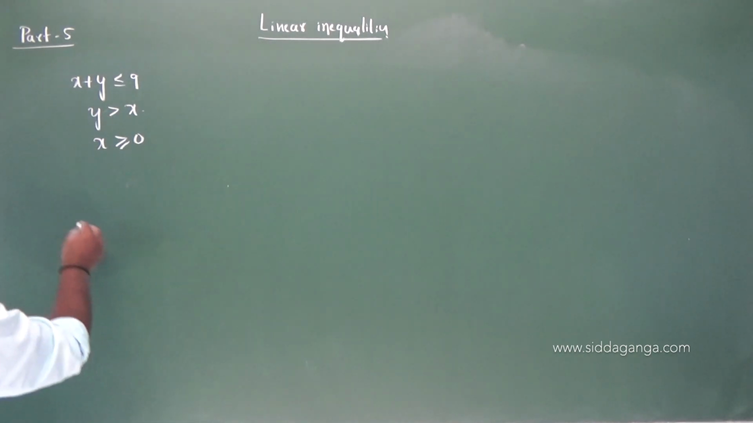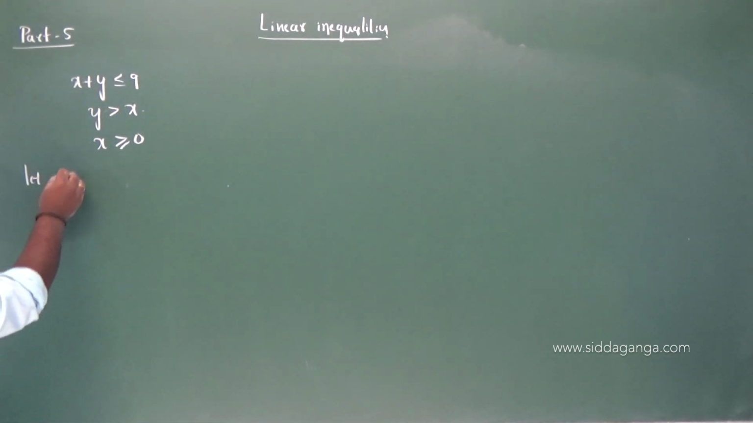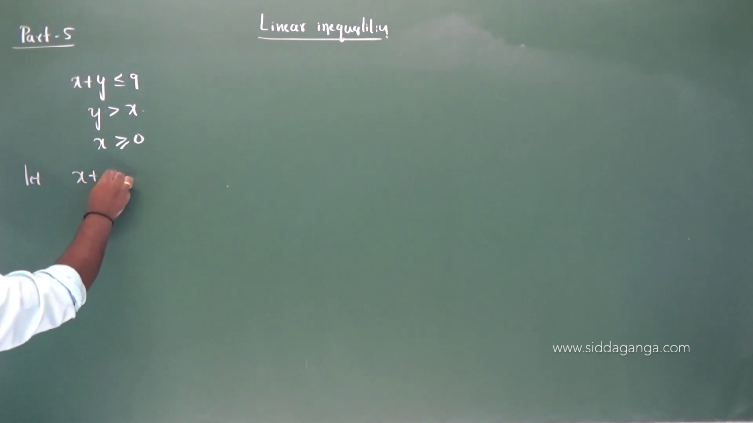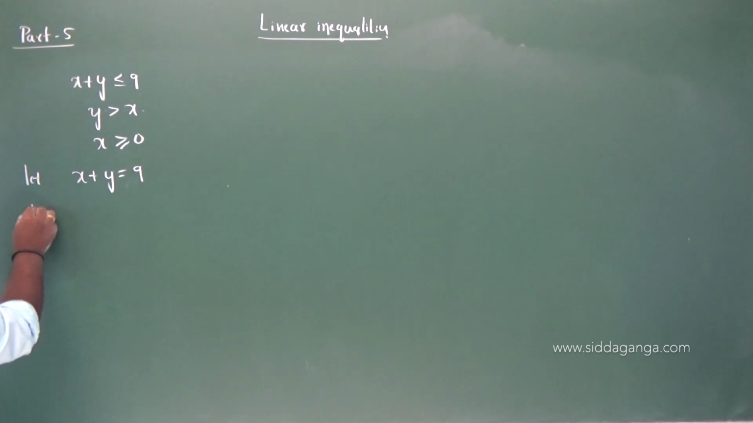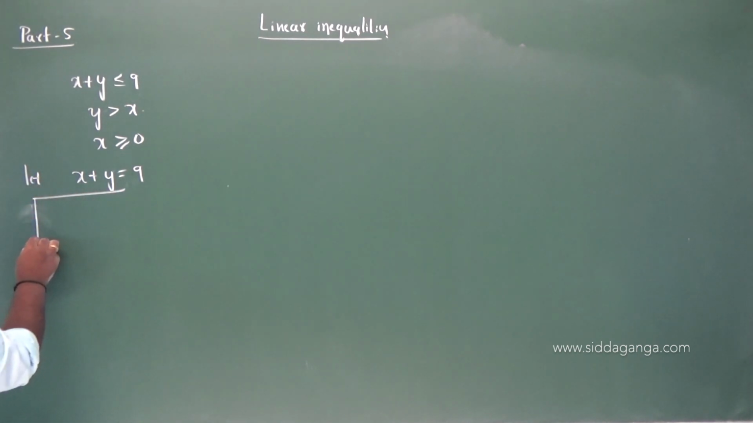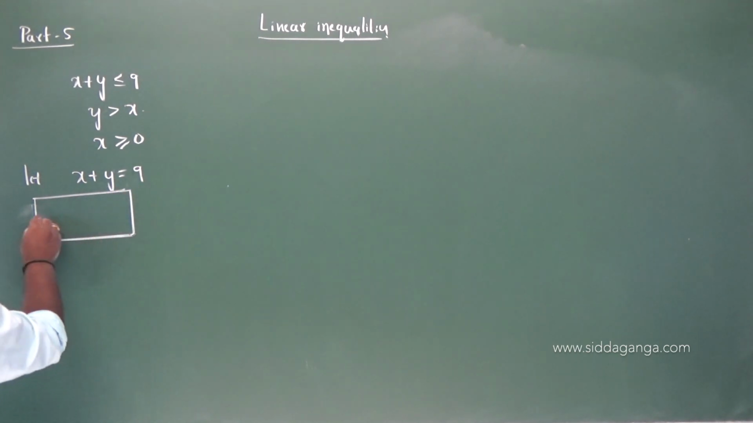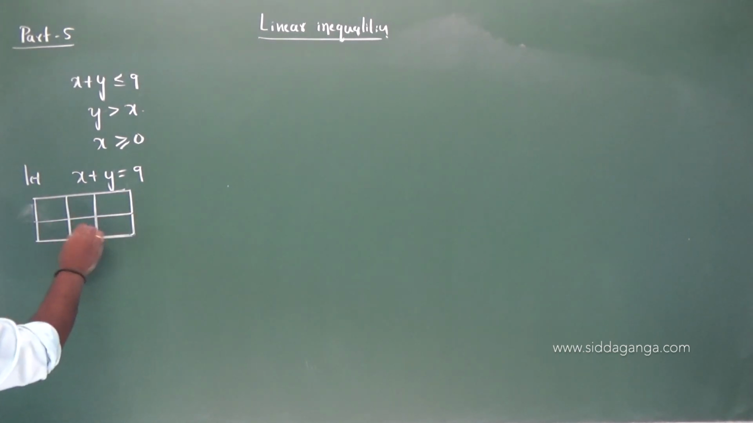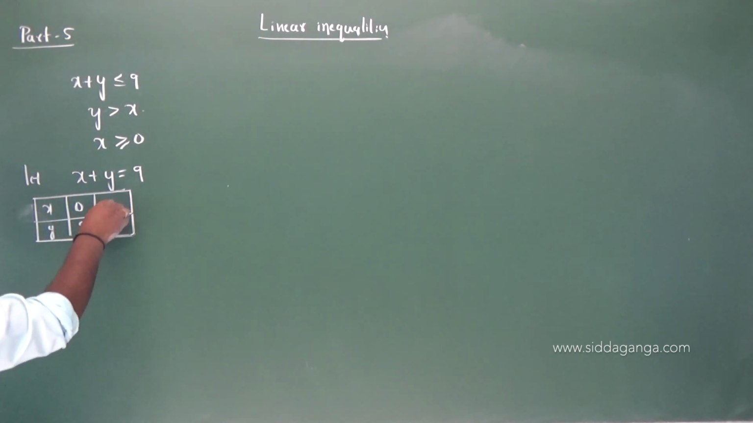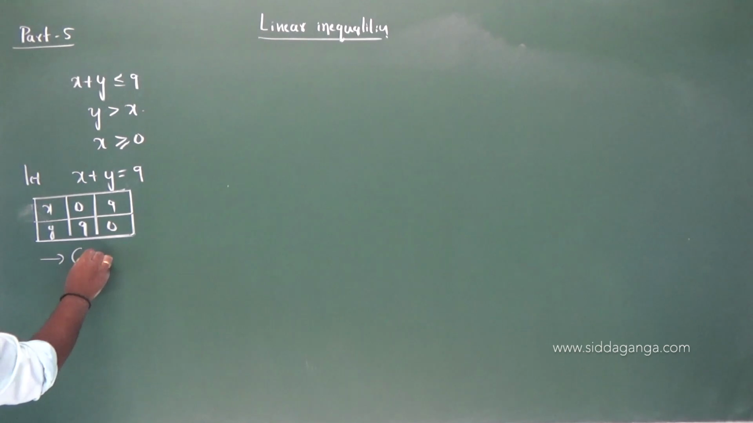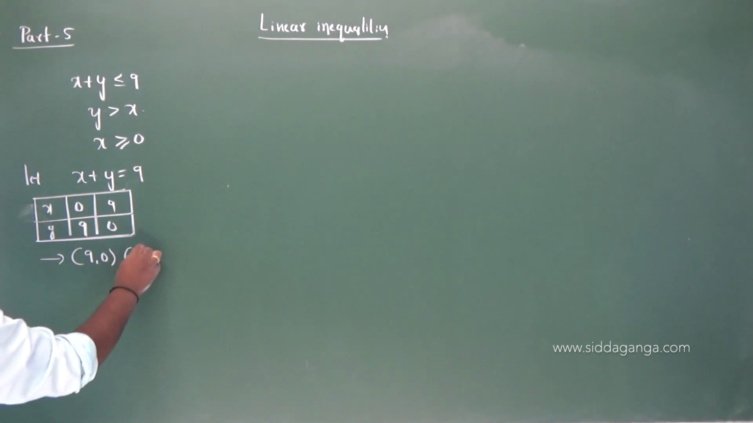Again, the line x plus y is equal to 9 passes through what? It passes through (0, 9) and (9, 0). It's very simple. When x is 0, y is 9. When y is 0, x is 9. So it passes through (9, 0) and (0, 9).